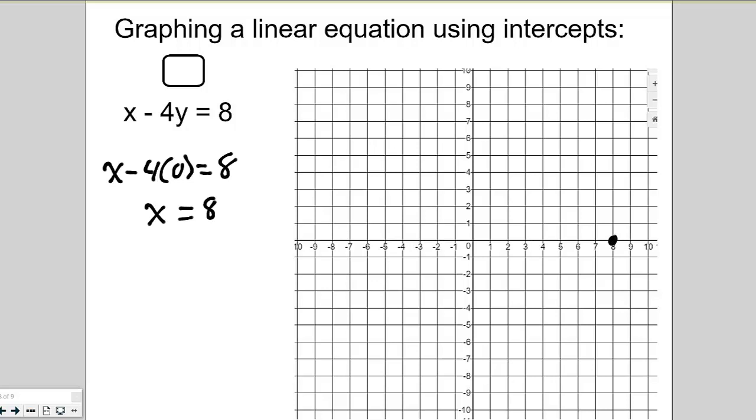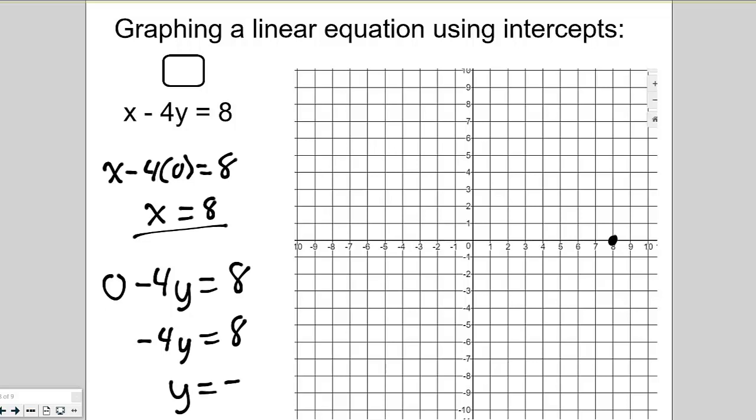And then I'm going to do the same thing with my x value. I'm going to put a 0 in for that and then solve for the y. So 0 minus 4y equals 8. Now I had the x-intercept here. Now I'm calculating the y-intercept. 0 minus 4y is still negative 4y equal to 8. And then I got to divide by negative 4 on both sides, and y equals negative 2. So the ordered pair there is actually (0, -2).